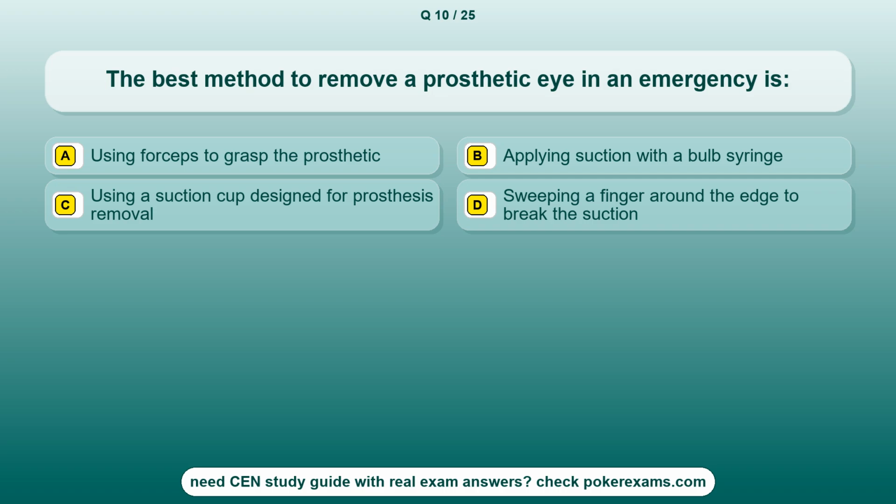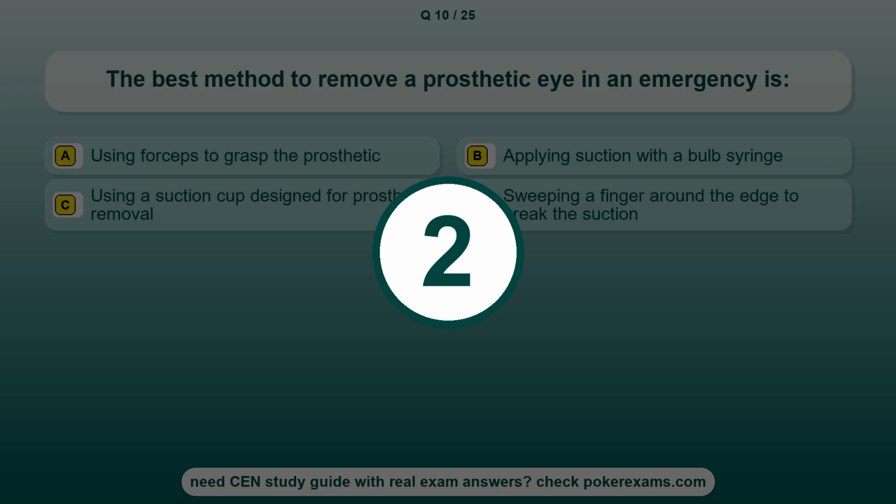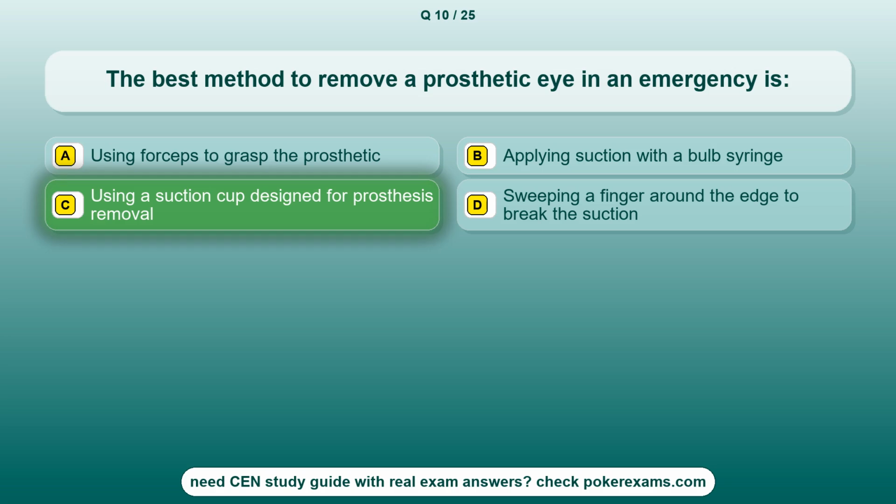Question 10. The best method to remove a prosthetic eye in an emergency is option A, using forceps to grasp the prosthetic. Option B, applying suction with a bulb syringe. Option C, using a suction cup designed for prosthesis removal. Option D, sweeping a finger around the edge to break the suction. The correct answer is option C, using a suction cup designed for prosthesis removal.